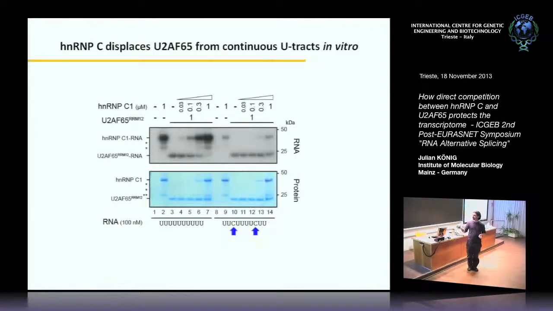When we now have a control oligo where we put in these cytidines interrupting this contiguous uridine tract, we see a completely different picture. So U2AF65 binding is not affected by addition of hnRNPC, and hnRNPC doesn't gain access. So by changing the sequence composition of this little oligo, we can shift the balance of the competition between these two proteins.